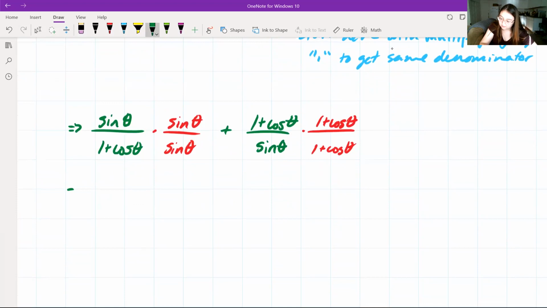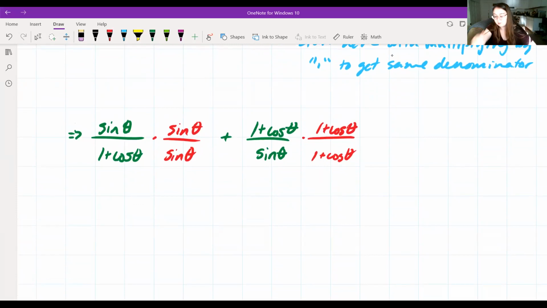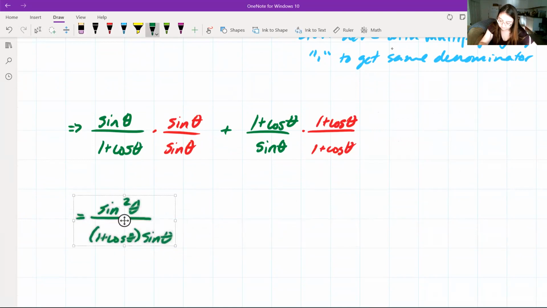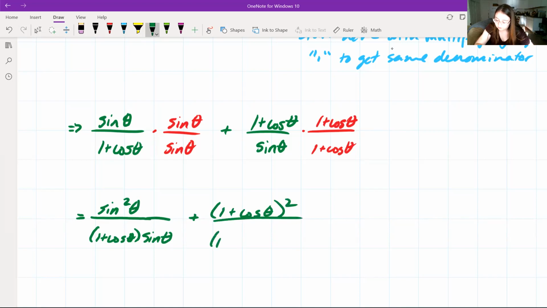And we'll just go on to the next line here. So when we multiply these, this is going to give us sine squared of theta over 1 plus cosine of theta times sine of theta. So we have sine squared of theta divided by 1 plus cosine theta times sine theta, plus 1 plus cosine of theta squared over 1 plus cosine of theta times sine theta.